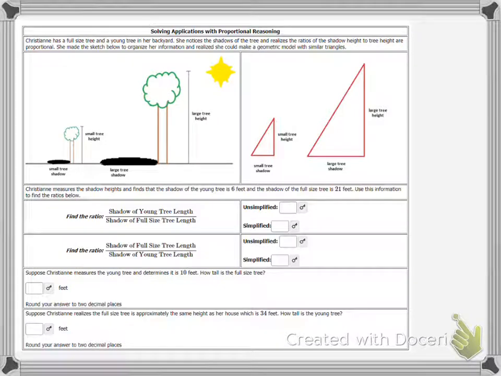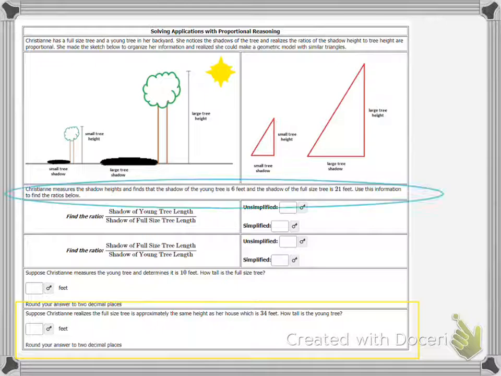Now we are going to look at the last part of this problem. So this is part 2 to our video, solving applications with proportional reasoning. We are going to focus on the question at the bottom. It says, suppose Christiane realizes the full-size tree is approximately the same height as her house, which is 34 feet. And we are being asked to figure out how tall the young tree is.